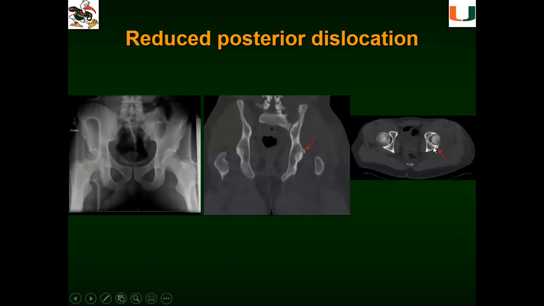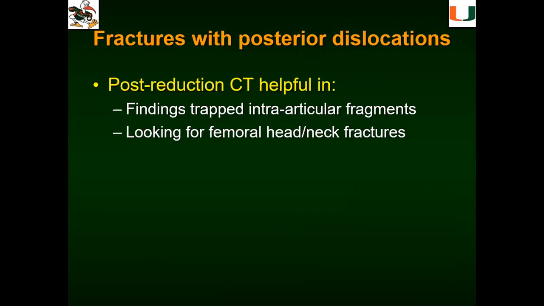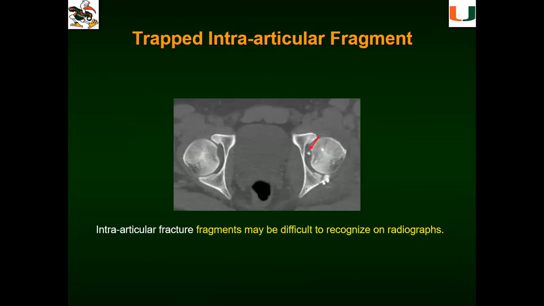And again, the reason to obtain this CAT scan immediately after the closed reduction under anesthesia was to make sure that that posterior wall fracture fragment had not been displaced intra-articularly. Other reasons for that is to look for that concomitant femoral head neck fracture. So here's an unfortunate case of a patient that had a posterior wall fracture following a posterior hip dislocation. They actually put a plate and screws, but again, there was a trapped intra-articular fragment that should have been removed at the time of surgery.